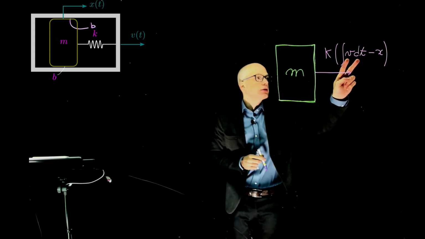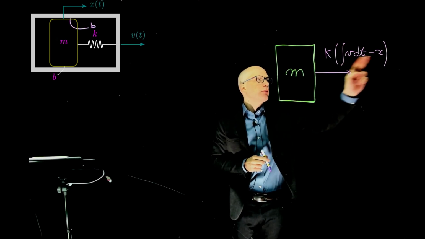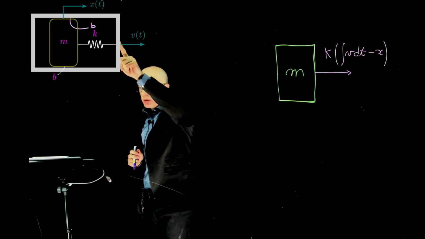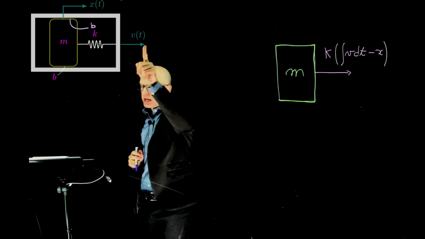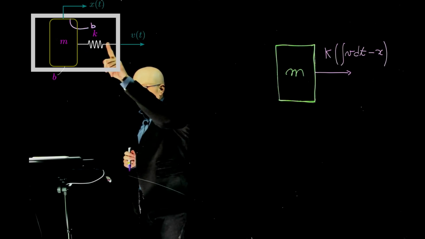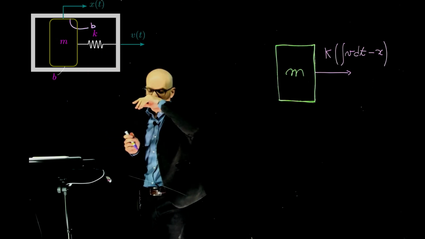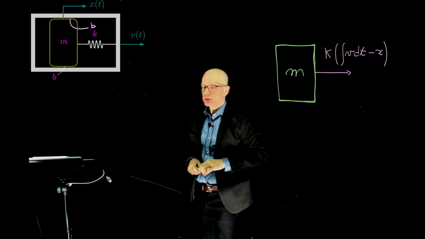Why is this integral of v minus x, not x minus the integral of v? Because we can assume that we first need to see motion on this side in order to see motion on that side. We first need to stretch the spring here to see a displacement there. This is not totally accurate, but it's a good way to look at it.